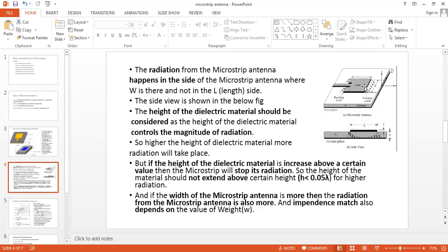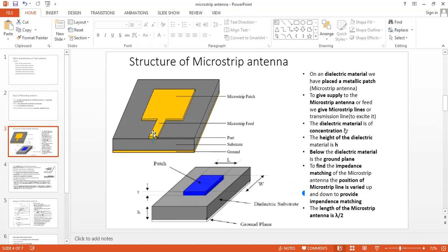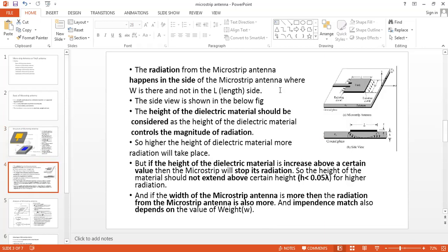Then the radiation. When you give current here through the feed line, it produces radiation. Very important: the radiation from the microstrip antenna happens at the sides, only along the width of the microstrip patch, not along the length side. When electricity is applied, the patch will radiate along the width of the microstrip antenna. As shown in the figure below, this is a side beam.